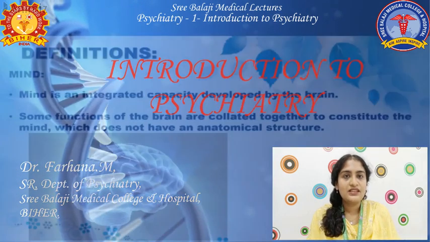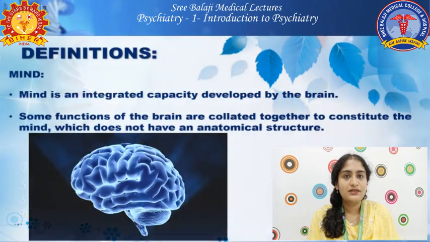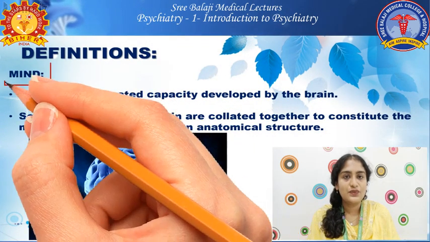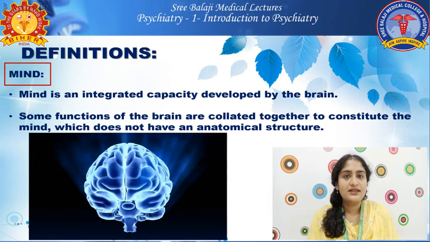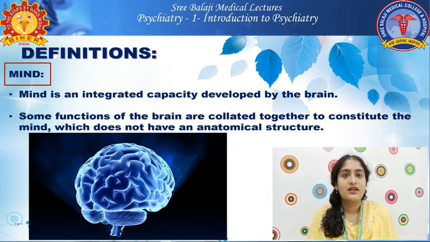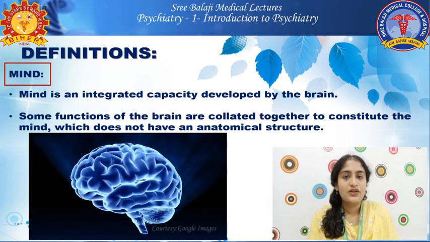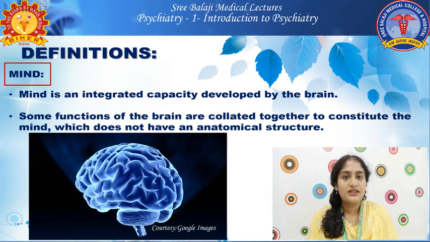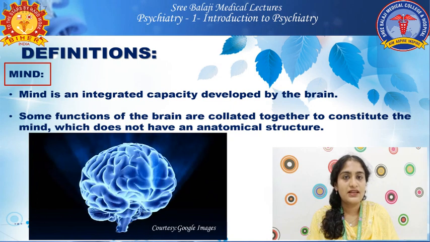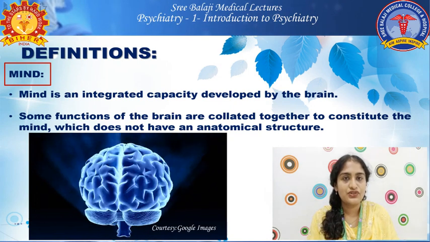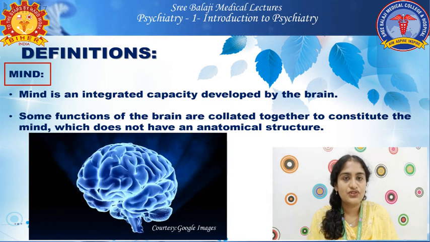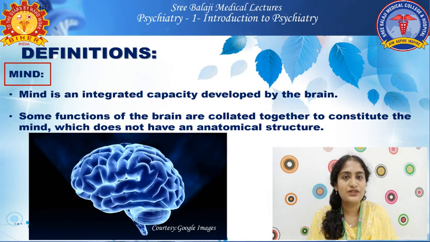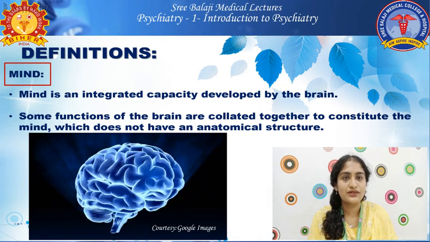So as every specialty has a particular system or an organ it deals with, psychiatry deals with the mind. So mind is an integrated capacity of the brain. What do we understand by this integrated capacity? So the brain is made up of different parts and each part has numerous functions. So some of these functions put together forms the mind. Thereby, mind does not have an anatomical structure.